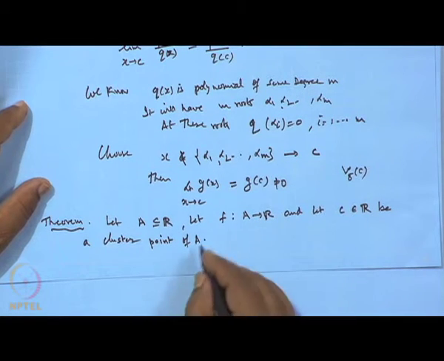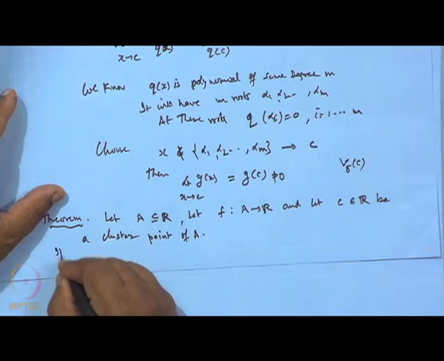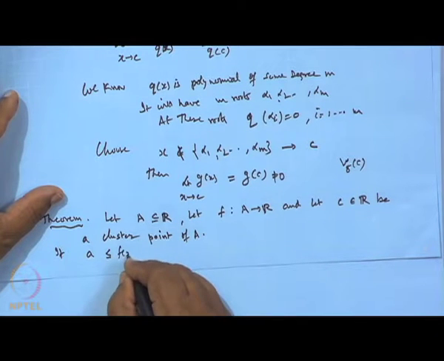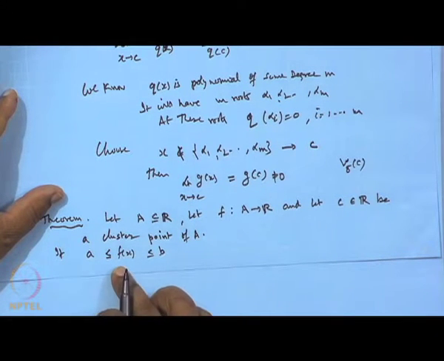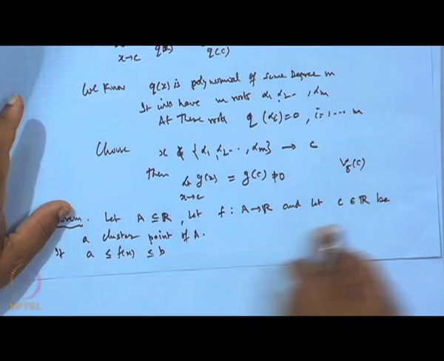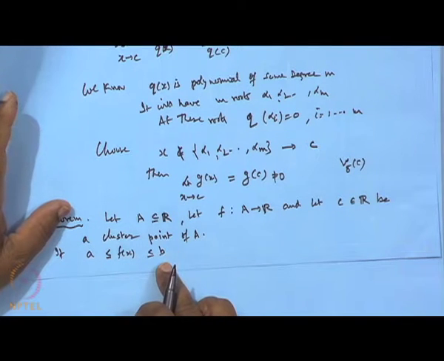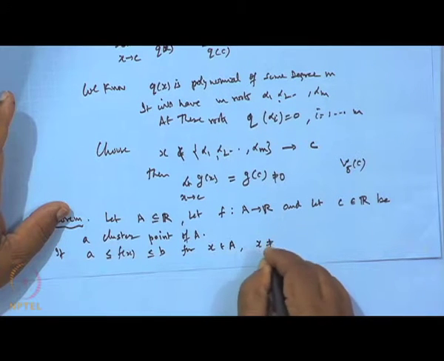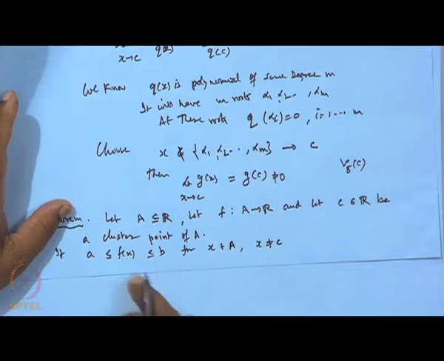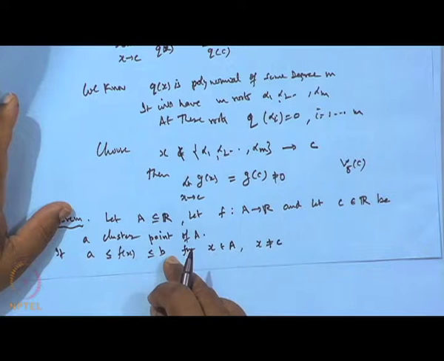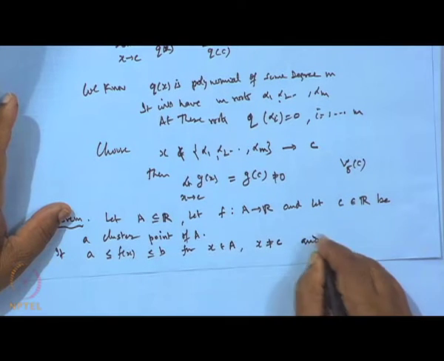And suppose A is less than or equal to f(x), less than or equal to B, meaning all the images of f in the neighborhood of C lie between these bounds, for all x belongs to A and x is not equal to C. All the points have an image over the set A except at C, which lies between A and B.